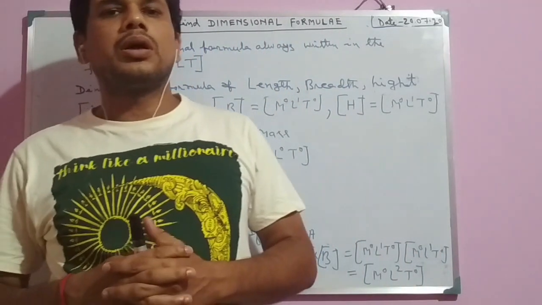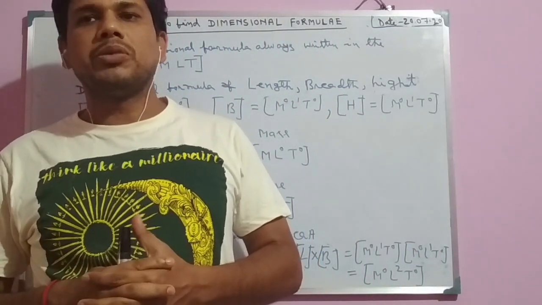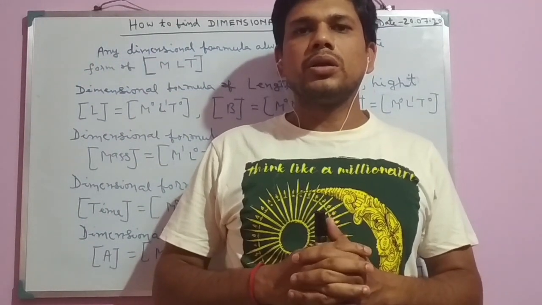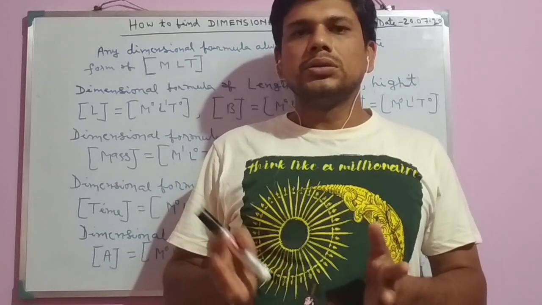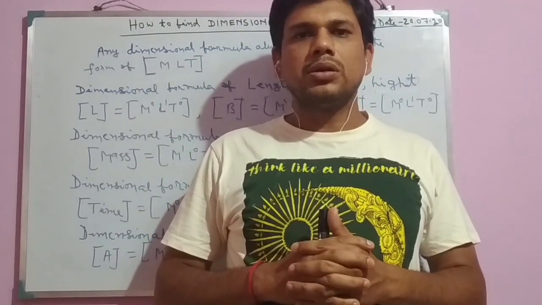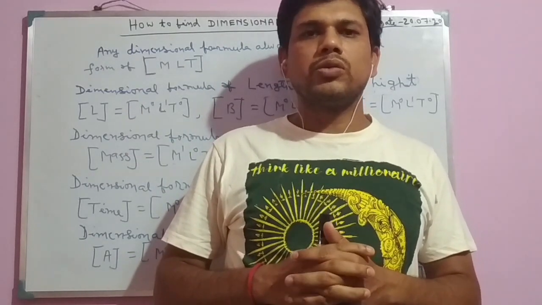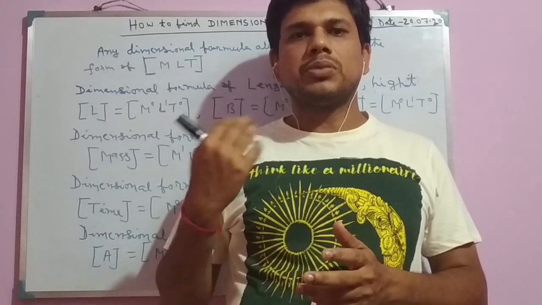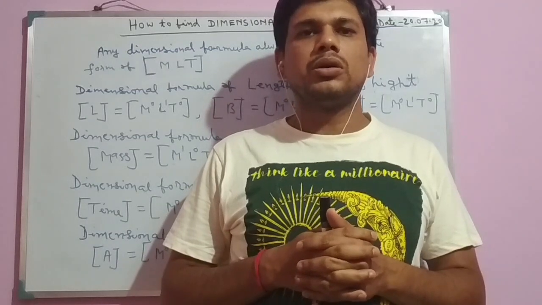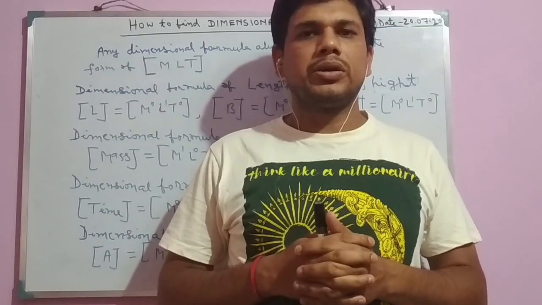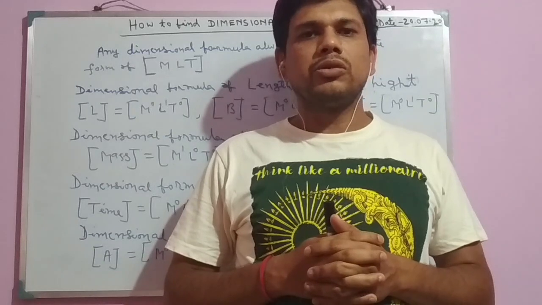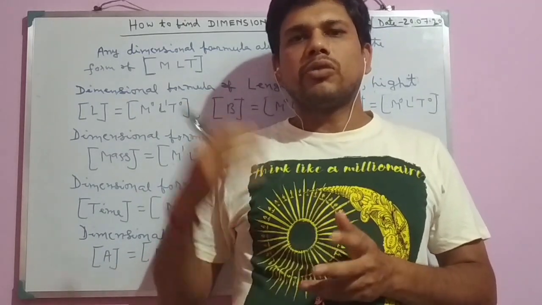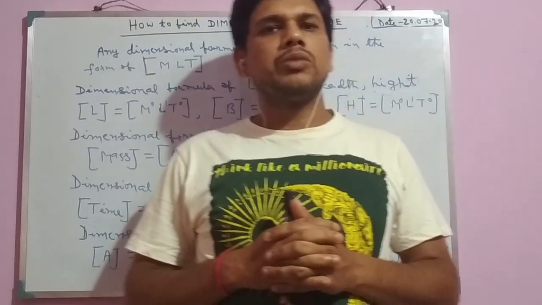Today I am going to discuss how to find dimensional formula. Now it is very important. In class 11 you will get 3 marks from this chapter out of 70. In class 12 also you will get at least 2 marks from this chapter to find the dimensional formula related to physical parameter. And in competition exams also you will get 3 or 4 marks from this chapter. So this chapter is very important.